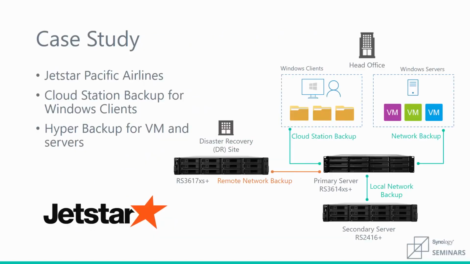So we always like to highlight a real-world case study if possible, and we'll be discussing here Jetstar Pacific Airlines. Jetstar is using CloudStation backup to back up their Windows computers to a primary server, a local network backup to a secondary server, and a remote network backup to a disaster recovery site, all using hyper backup. A very cool use case where they are using all Synology software to get extreme redundancy of their data.